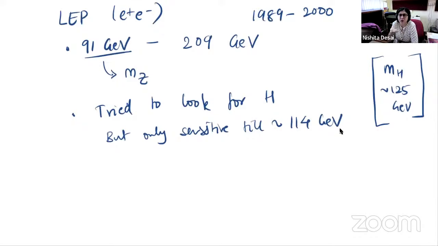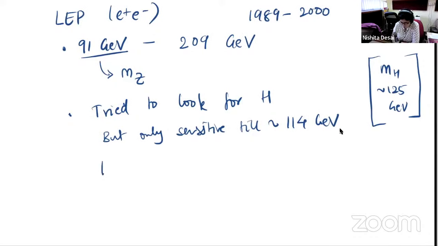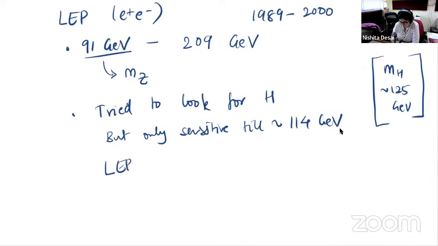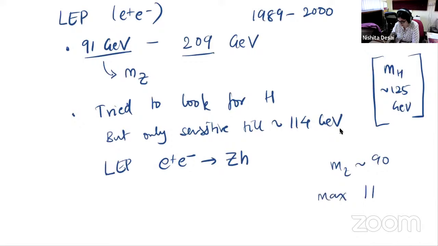Okay, so it's a 209 GeV collider. We can maybe go into a bit more detail. The main process that LEP used for looking for the Higgs was e+ e- going to ZH. So if you have 209 GeV and the mass of the Z is about 90, the maximum that you can actually do for H is about 119 GeV, right?